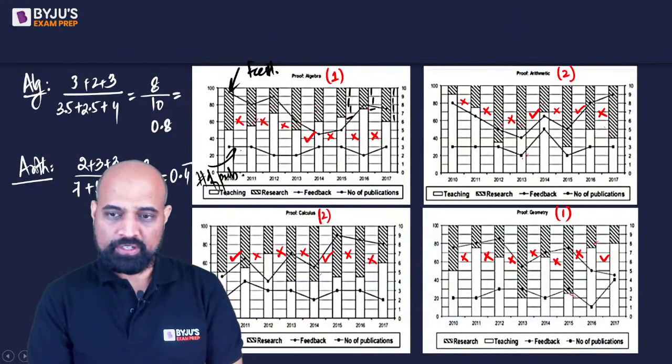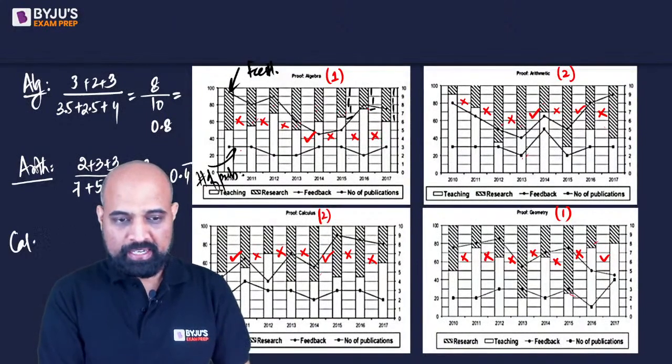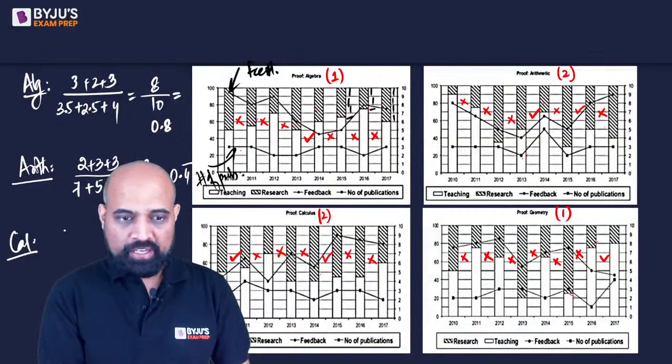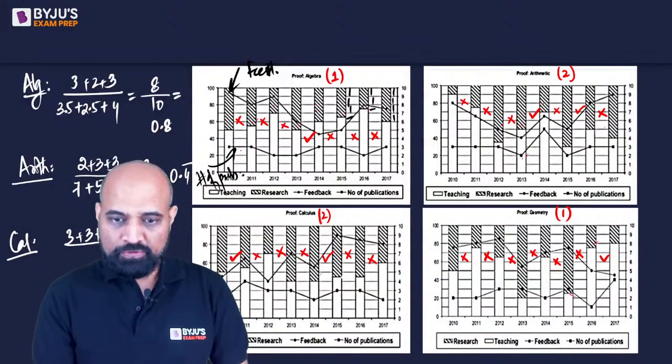Two, three, three. Number of publications. Okay, for calculus guy, it's going to be 3, 3 and 2. So it looks like the numerators are the same. It's only the denominators comparison we need to do. So we have a 5.5 and a 5.5.